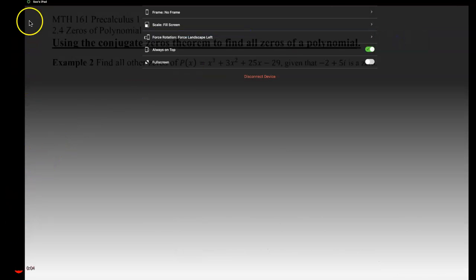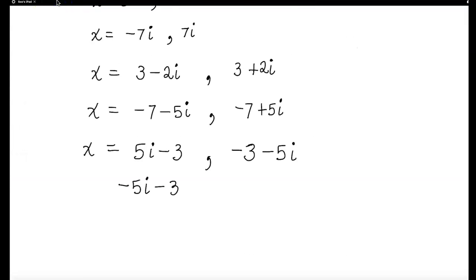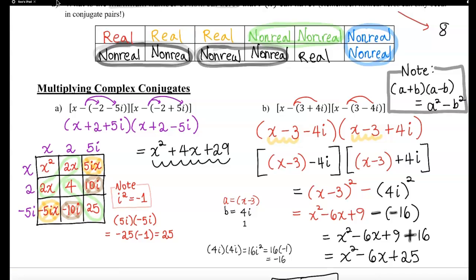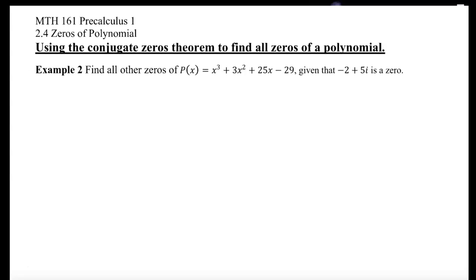So what I just talked about in my previous video, where we used two different methods to multiply complex conjugates, we're going to use that down in example number 2. I think Alex will ask you to do synthetic division with this imaginary zero, but I like to review what we just practiced. So let's take a look. Example 2. Find all other zeros of p of x, which is this thing right here.